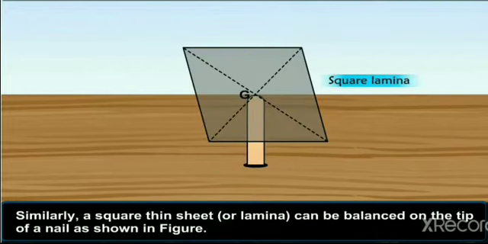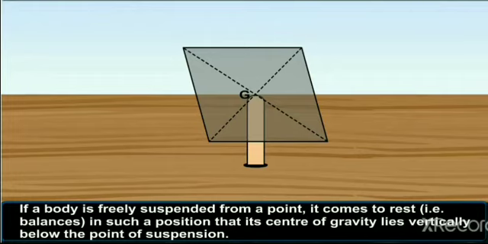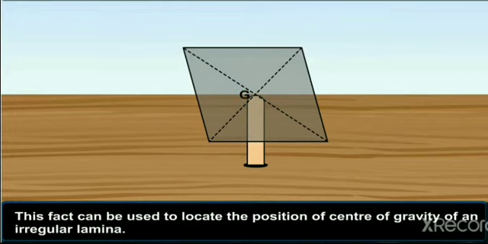Similarly, a square thin sheet or lamina can be balanced on the tip of a nail as shown in the figure. If a body is freely suspended from a point, it comes to rest, that is, balances, in such a position that its center of gravity lies vertically below the point of suspension. This fact can be used to locate the position of the center of gravity of an irregular lamina.